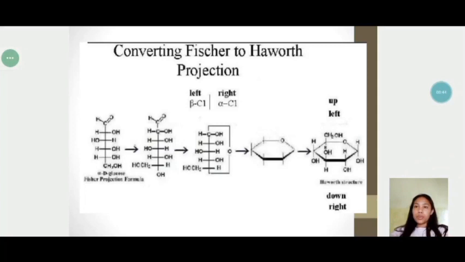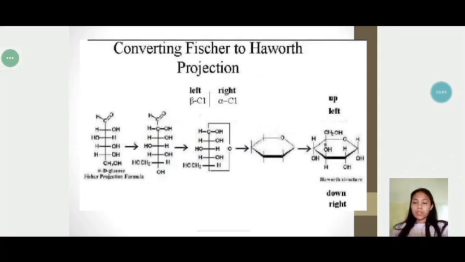Converting Fischer to Haworth projection. So in this structure, the Fischer projection shows a straight chain structure of the glucose with carbon atoms numbered 1 to 6. So carbon 1 is at the top and contains the aldehyde group HCHO. So the remaining carbon atoms, carbon 2 to carbon 6, are linked to hydroxyl groups OH. Horizontal lines there in the structure represent bonds projecting out of the plane towards the viewer, and vertical lines represent bonds projecting away from the viewer.